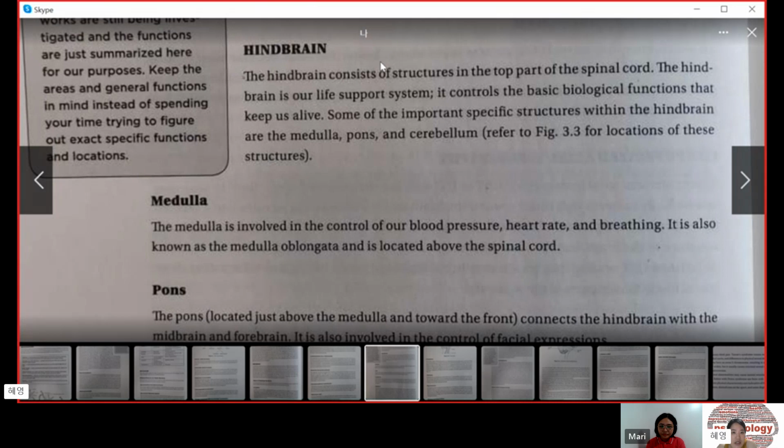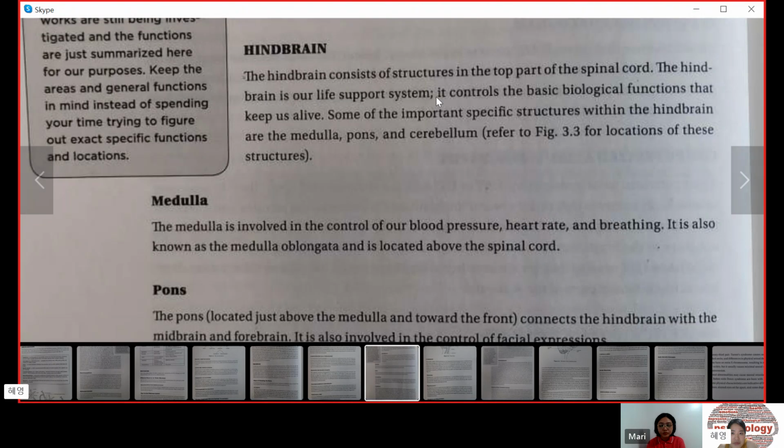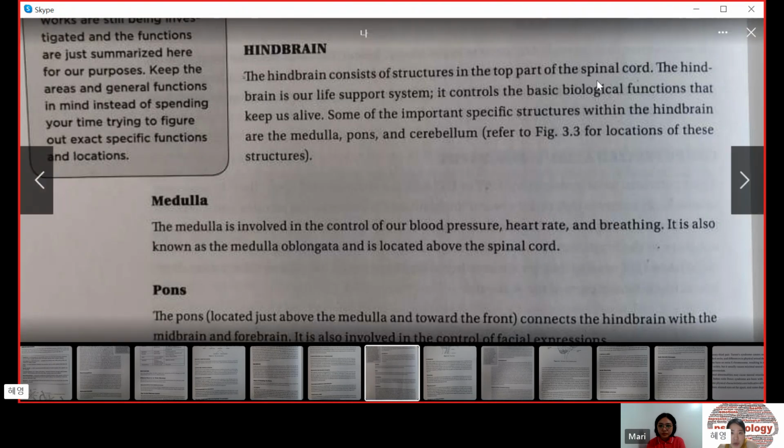And the hindbrain, let's look at hindbrain. The hindbrain consists of structures in the top part of the spinal cord. The hindbrain is our life support system. This is the top part of the spinal cord, and it controls the basic biological functions, keeps us alive. Some of the important specific structures within the hindbrain are medulla, pons, cerebellum.